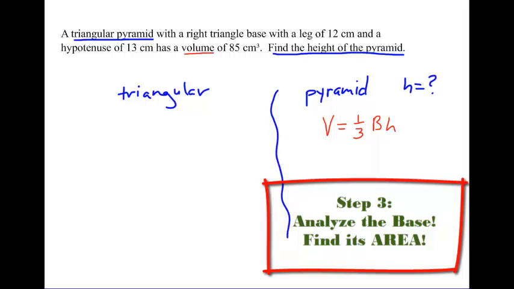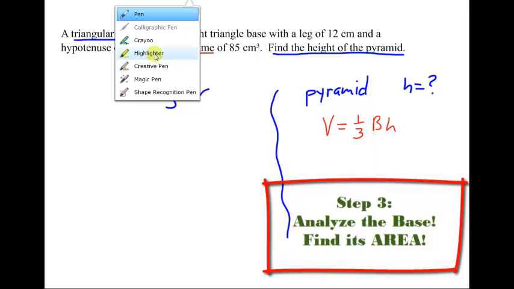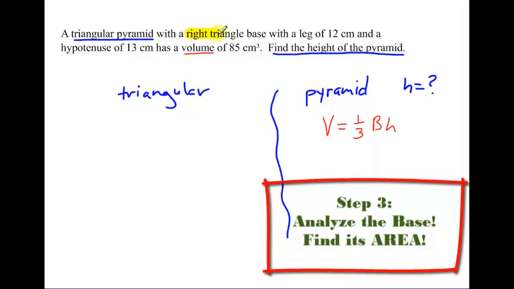Excellent. All right, well, let's highlight what we know about the base here. We are told that it's a right triangle. It's got a leg of 12 centimeters and a hypotenuse of 13. Let's just try to sketch that out. Okay, so here's my awesome right triangle. One leg is 12. We'll put that here at the bottom, and 13 on the hypotenuse.